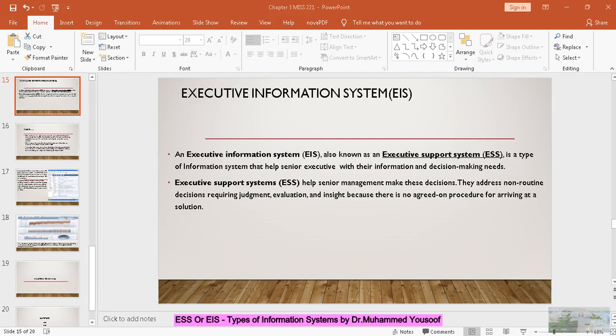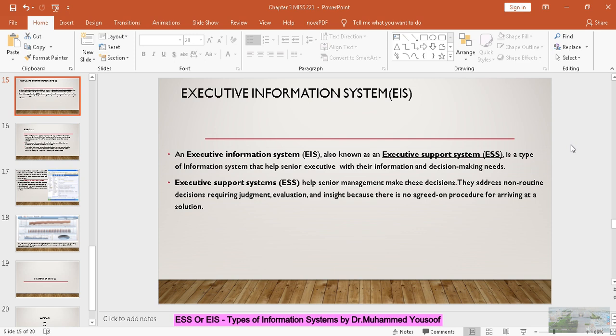Good morning, students. Today we are going to discuss one of the information systems. There are four types of information systems, as you all know. One type that we are going to see is called the Executive Information System. It is also called ESS, Executive Support System. There are two names for this one: Executive Information System, and also Executive Support System.